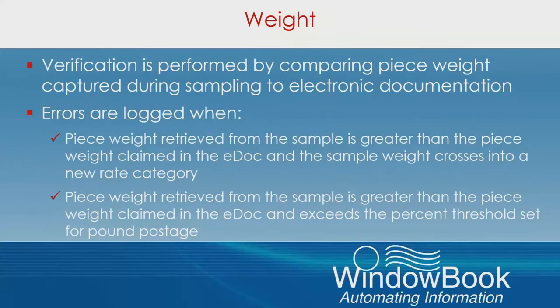Weight is also verified, and it's done by comparing piece weight captured during the sampling, and again, back to that electronic documentation. So you might wonder, well, why would something be flagged as an error in weight? Well, let's say, for example, that the piece weight retrieved from the sample is greater than the piece weight that's claimed in the EDOC, and the sample weight crosses into a new rate category. That would be considered an error. Or if the piece weight retrieved from the sample is greater than the piece weight claimed in the EDOC, and it exceeds the percent threshold set for pound postage.